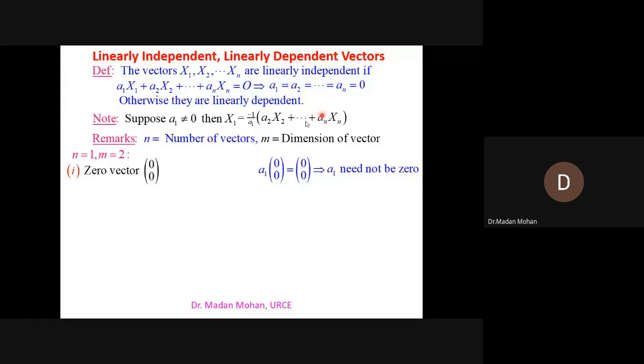It means you can have a non-zero quantity like this. So the zero vector is dependent, linearly dependent, because a1 is non-zero.